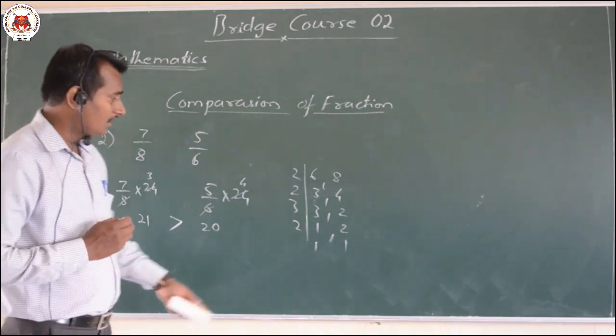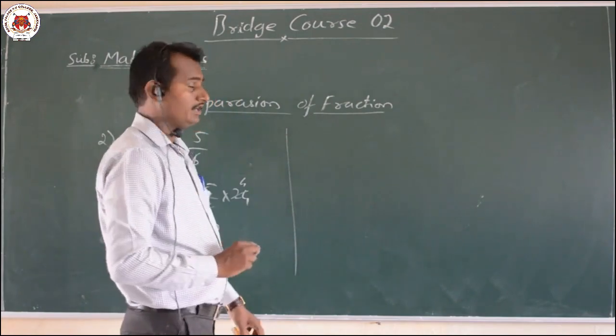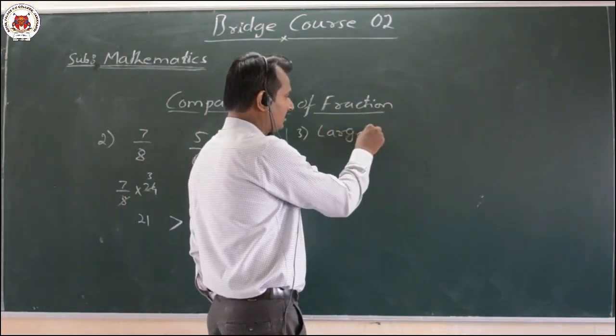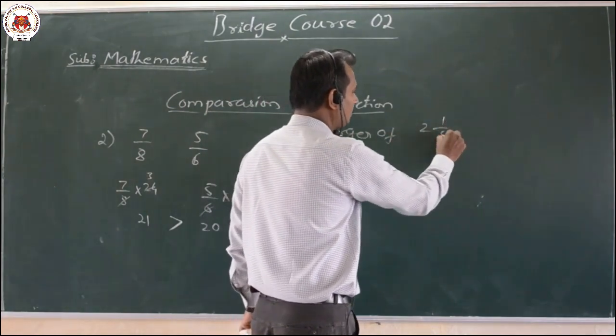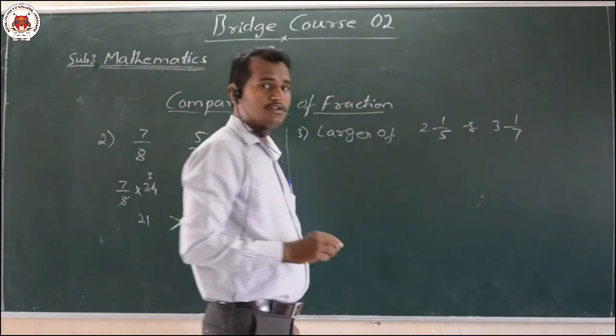Similarly, now what happens with mixed fractions? That we shall observe. The third one: larger of 2 into 1 by 5 and 3 into 1 by 7. Which one is the larger?